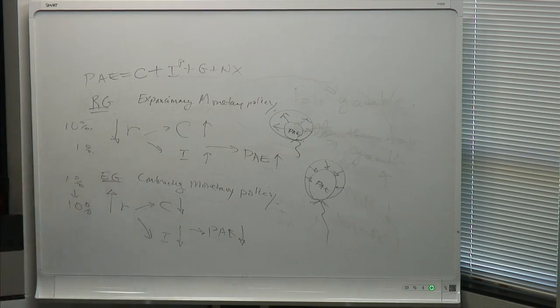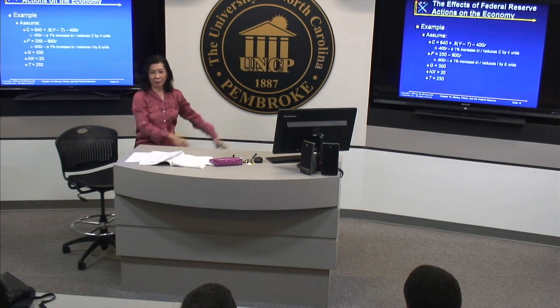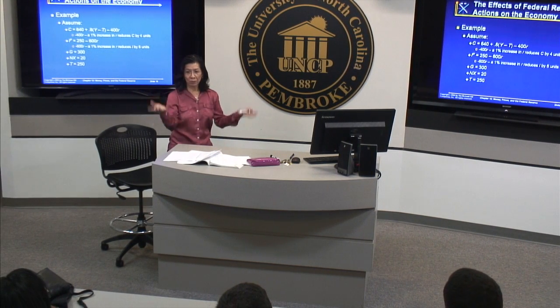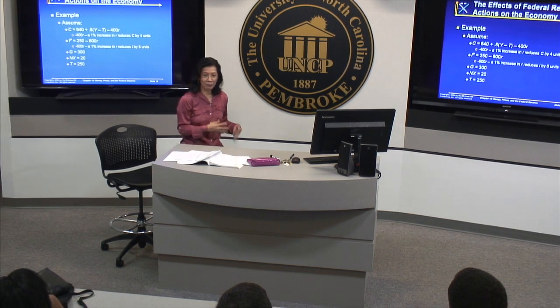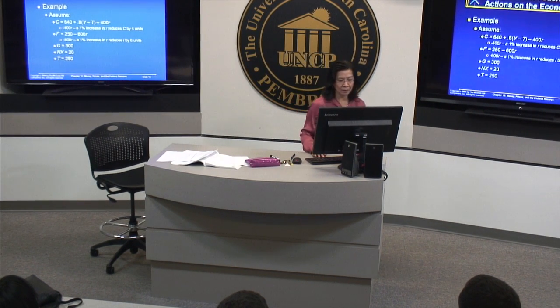Because you have a negative relationship. C and R have a negative relationship, and so do I and R. That's the most important thing. If you get that, you understand the whole chapter. That's it. It is that simple because I like to make it simple. And now we get to the mechanics. That's the big picture here.